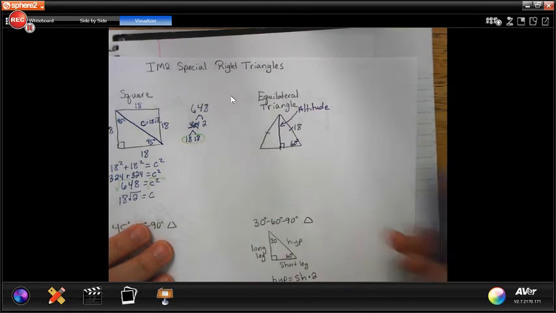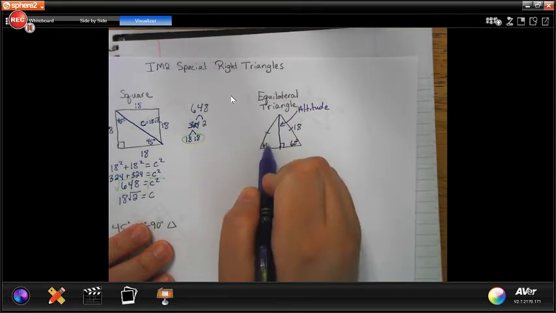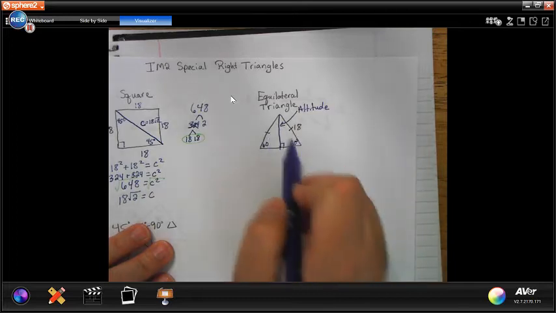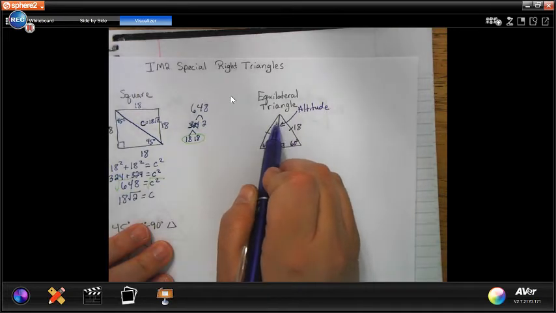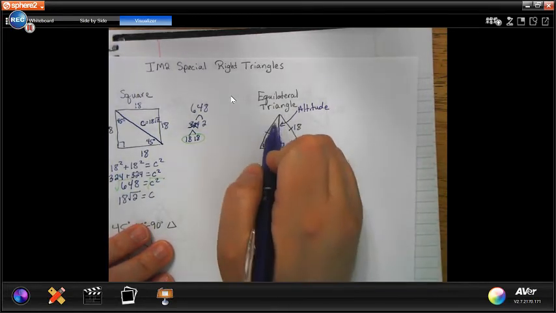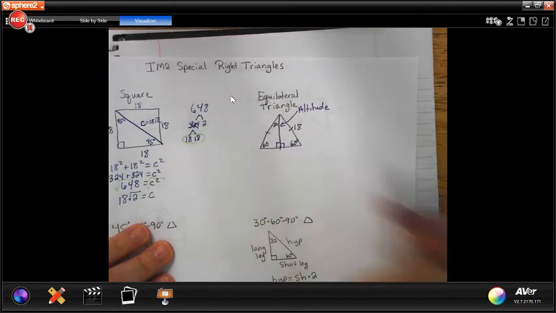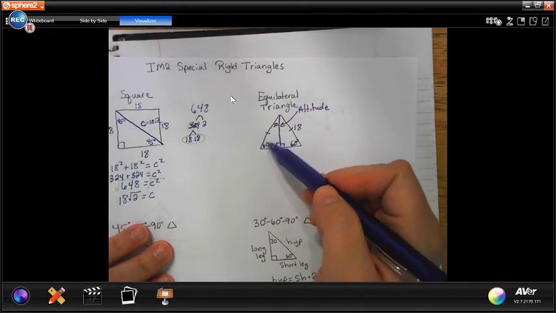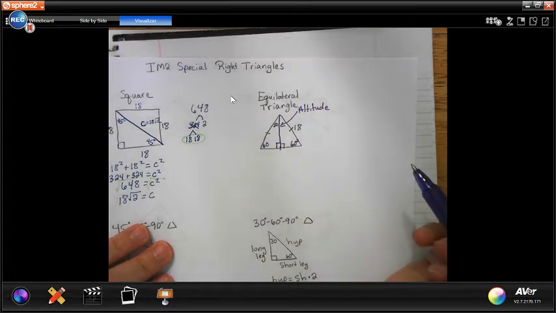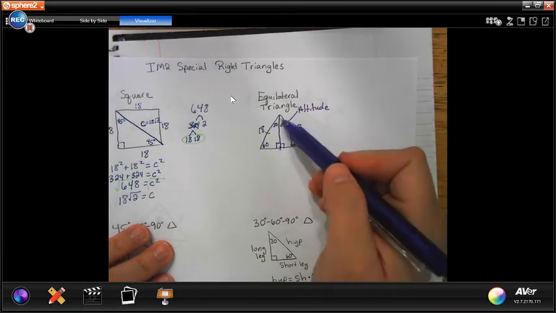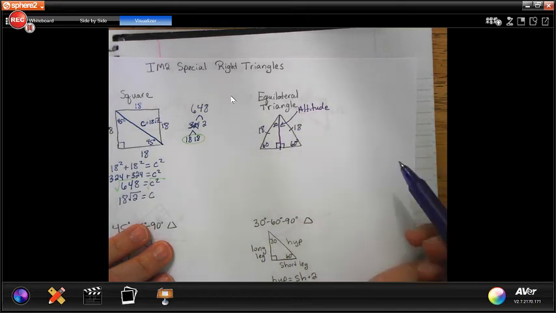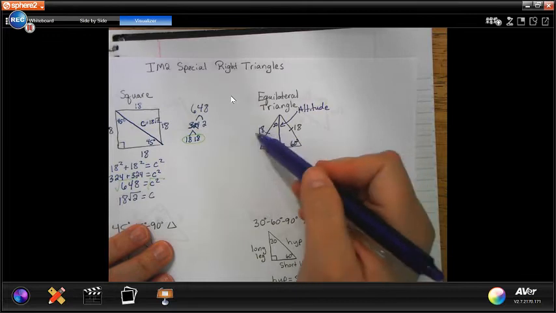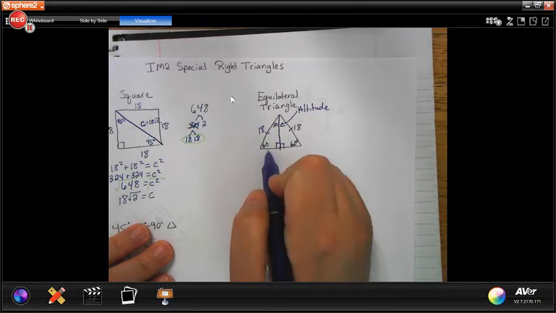One thing an altitude does on an equilateral triangle is it splits up this angle into 2 equal angles, which means this is 30 degrees and this is 90 degrees. So this is called a 30, 60, 90 degree triangle. Since all the sides are equal, I know the side is 18. The altitude not only splits this angle up into 2 equal parts, but it splits the base up into 2 equal parts. So if the base is 18, because it's equilateral, all 3 sides are equal, then this part of the base is 9.